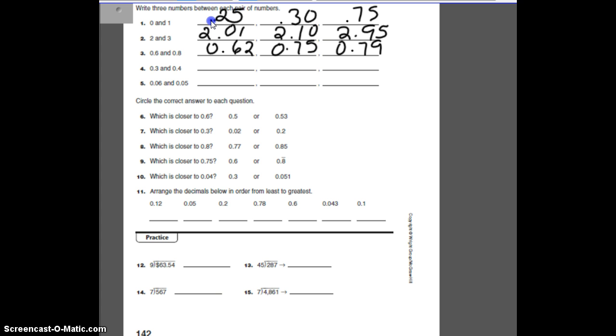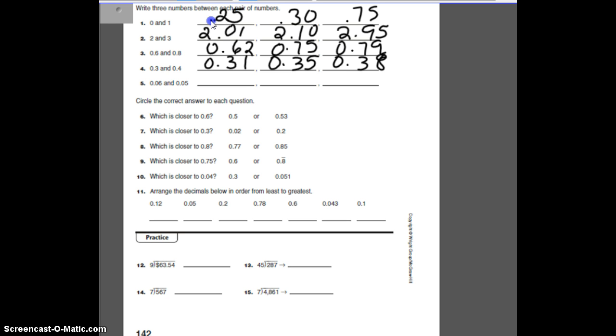Between 3/10 and 4/10, you could do 0.31, 0.35, 0.38. I don't know, what do you want? 38 hundredths. Lots of choices there. Just have to keep it under 4/10 or under 40 hundredths.